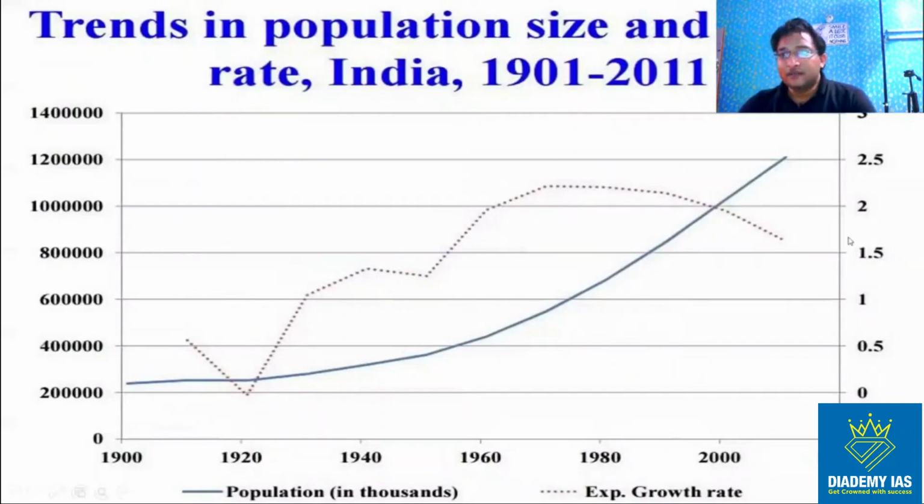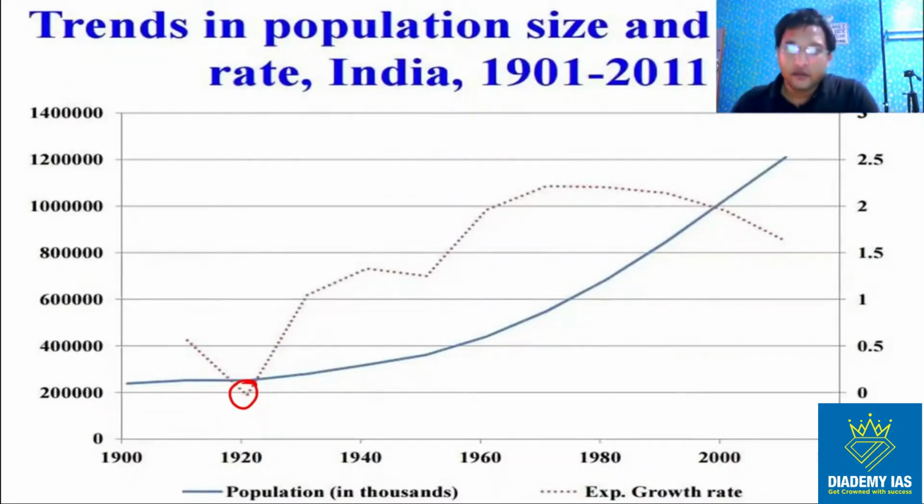So we can see here the trend in population size and growth rate between 1901 and 2011, right? So this indicates growth rate. In 1920 the growth rate was very slow. ठीक है? So around 100 years ago there was the Spanish flu. जैसे आज कोरोना है वैसे ही उस समय स्पेनिश फ्लू आया था. At that point of time, a lot of people died. That is why we can see this is a landmark, the time of 1920.